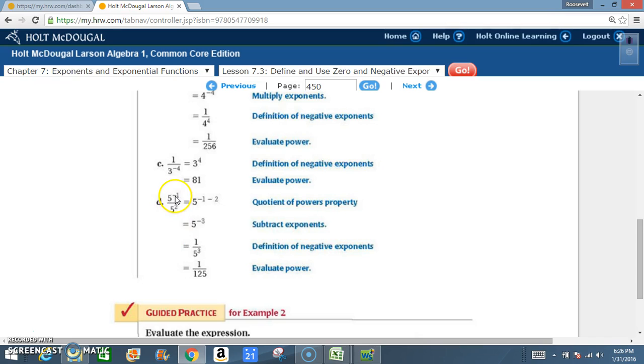Okay, here I have 5 to the negative 1 over 5 squared. Now, what does that mean? That means I got to subtract. So I got 5 to the negative 1 minus 2. Negative 1 minus 2 would give me a negative 3. So once again, as soon as I see that 5 to the negative 3, I have to write it with a positive exponent. So therefore, I must do the reciprocal and it must flip. So I end up with 1 over 5 to the third. What is 5 to the third equal to? 125.